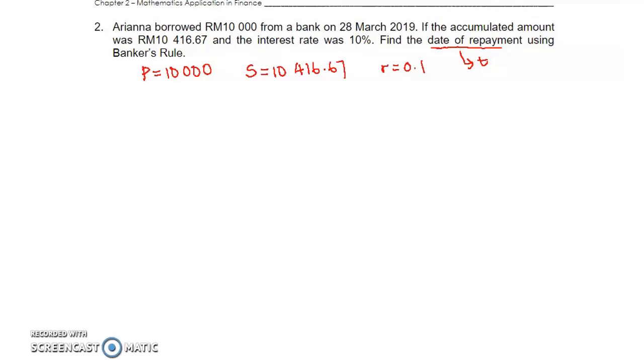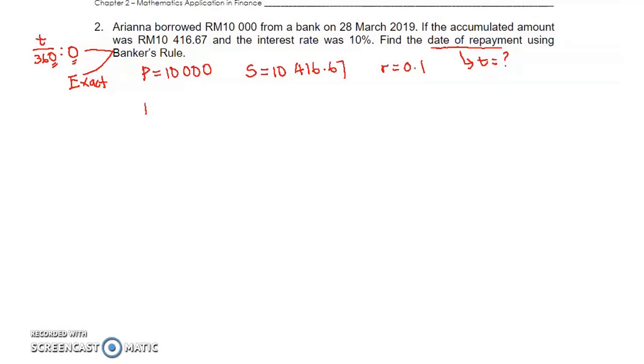Okay, using banker's rule. Recall banker's rule: remember O, remember E. So what is O? Ordinary simple interest. Ordinary simple interest means that T is divided by 360. You remember this one. E means that we use exact time, following the number of days in that particular month. Okay, first we need to know which formula we want to use. We want to find value T here because the date relates to the time period.